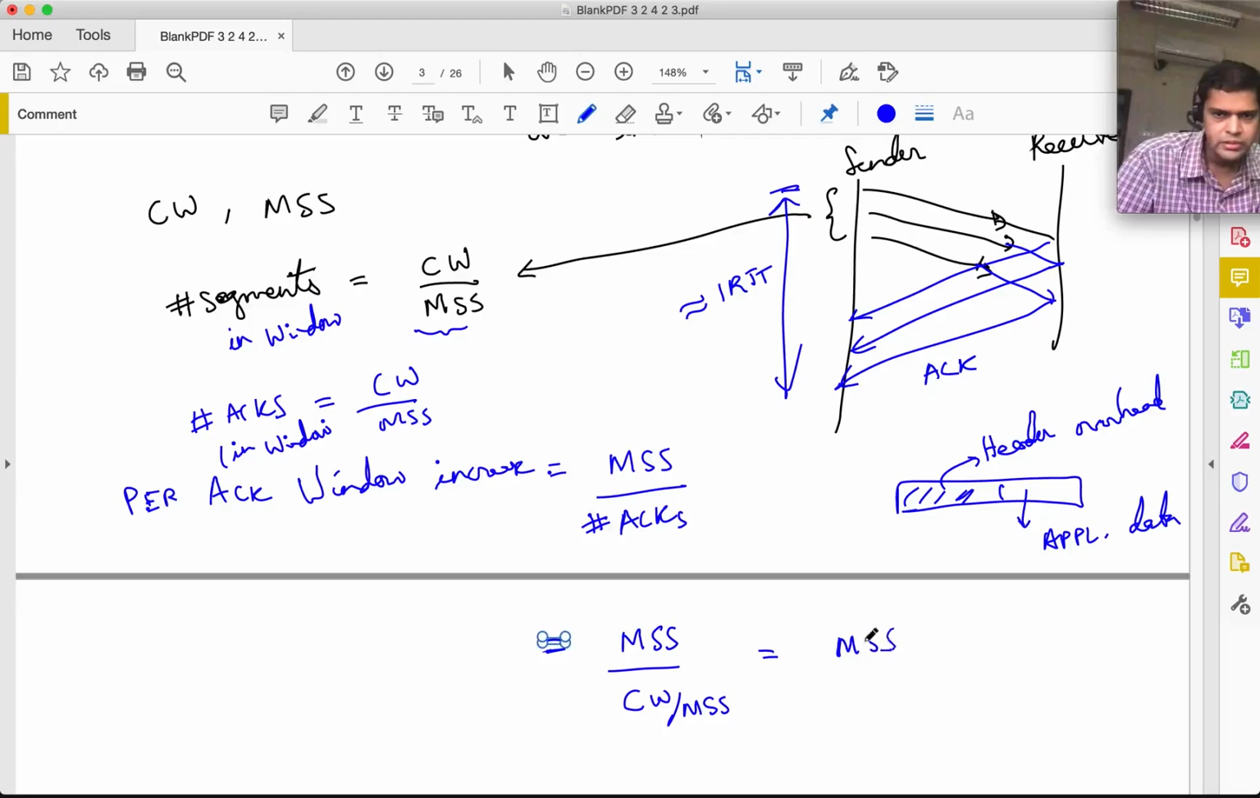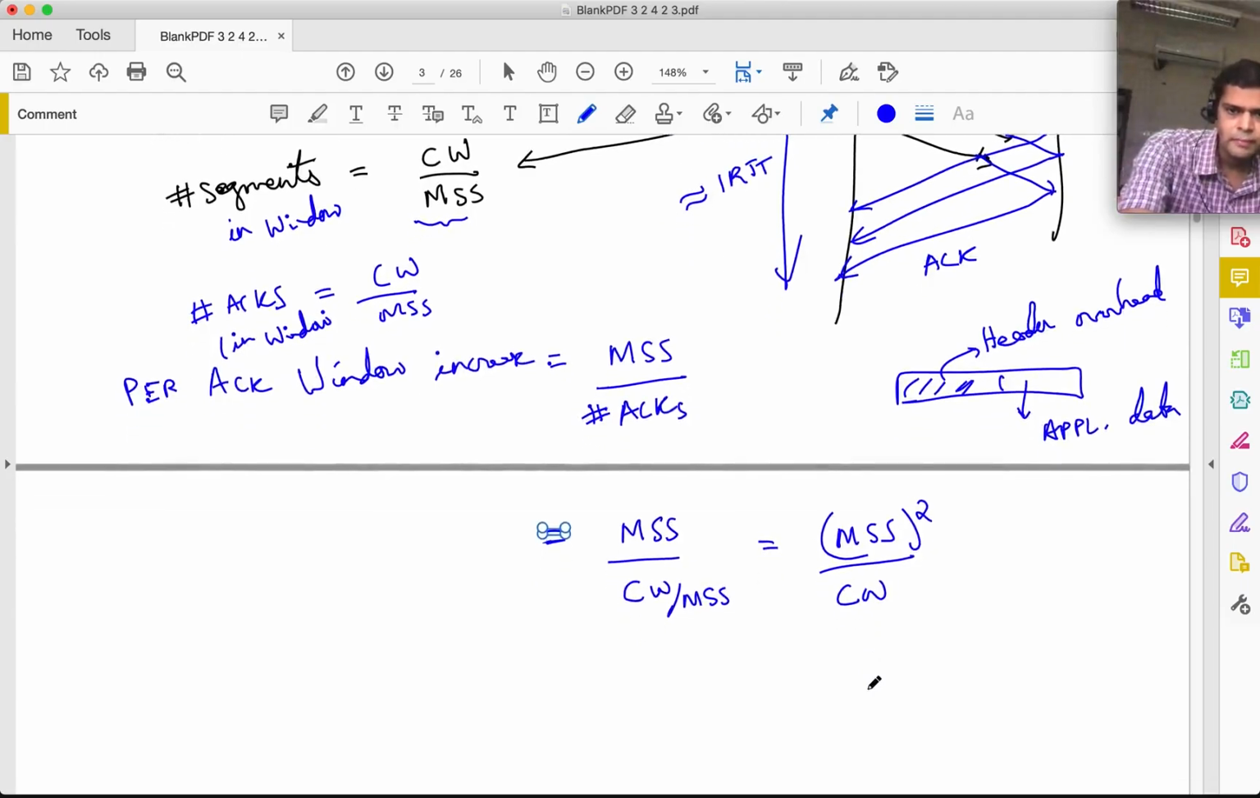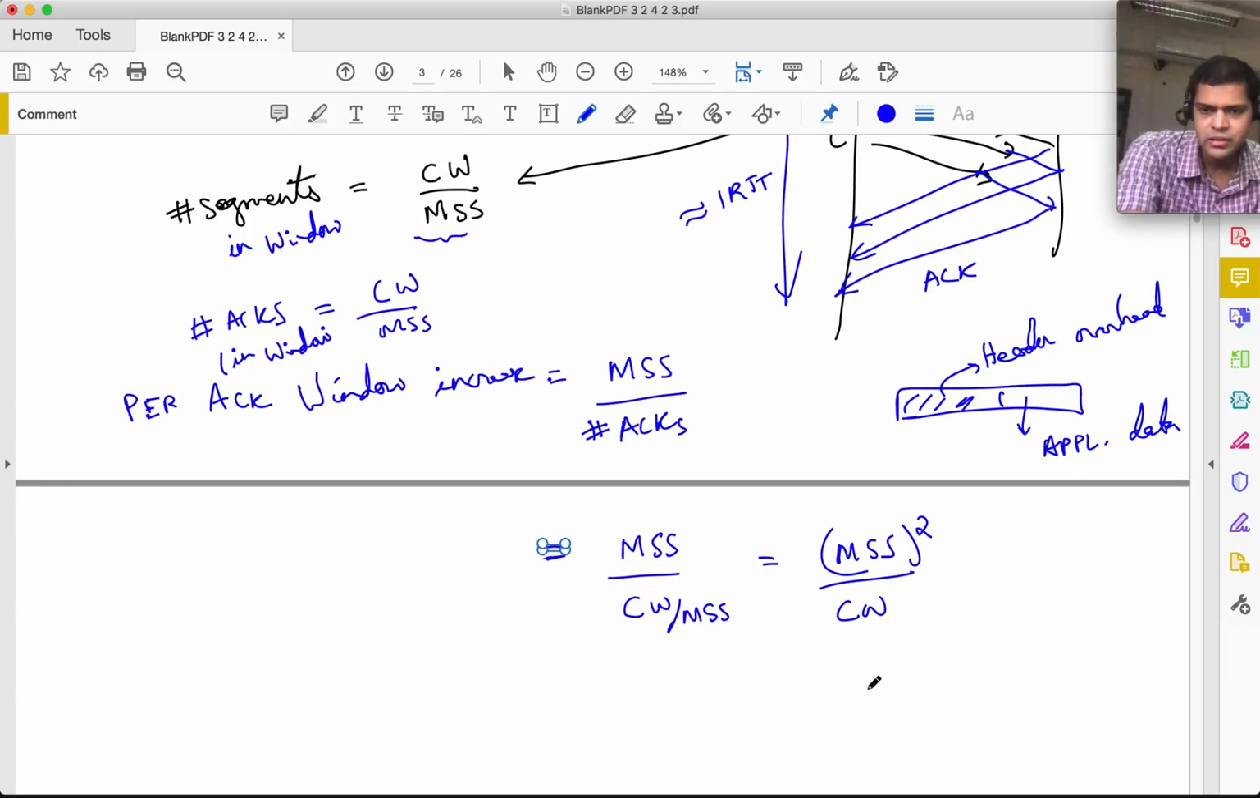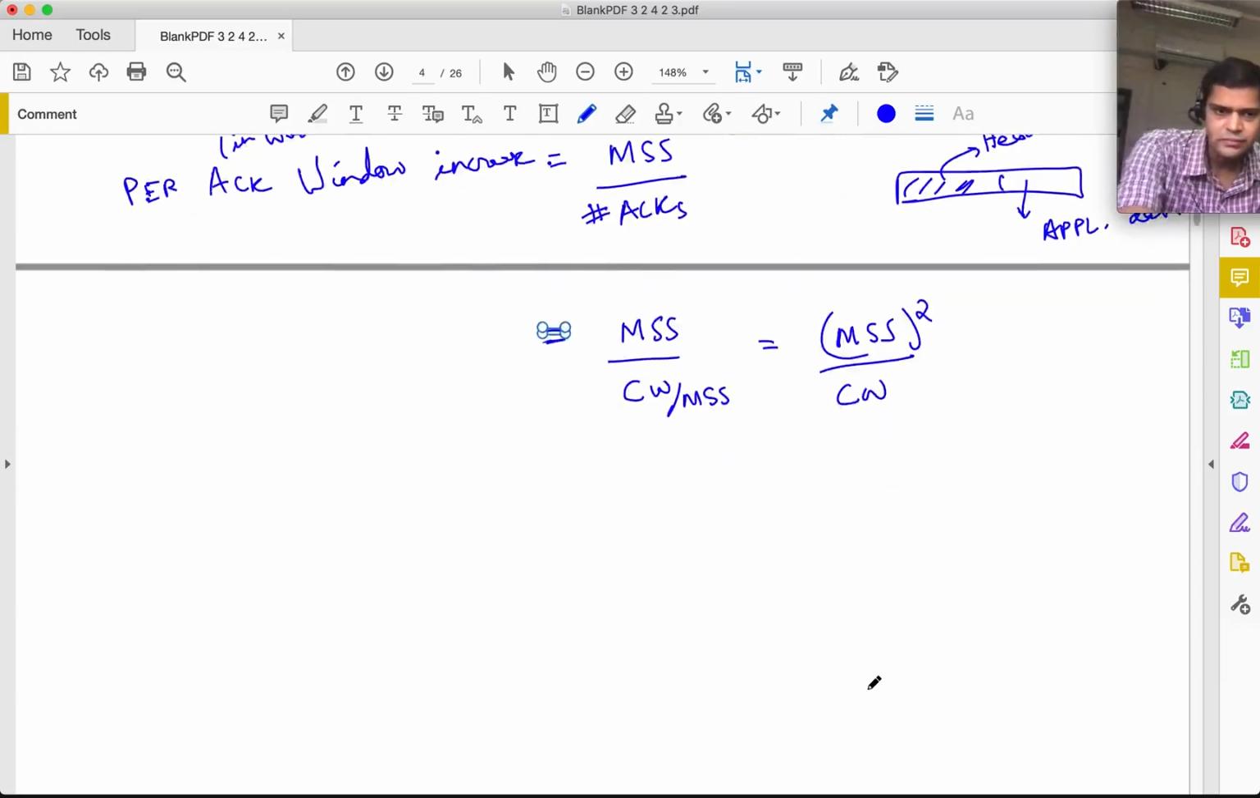So we have this, which is equal to MSS squared divided by the congestion window. It seems a little bit weird. Every time an acknowledgement comes, we increase by this amount. So this is what TCP does, and it doesn't exactly give you an increase of 1 per round trip time. It actually turns out to be a little bit less than that, but effectively that's what is done.